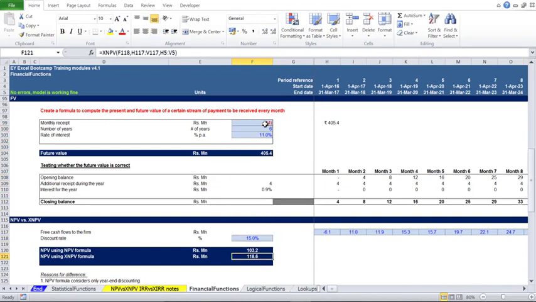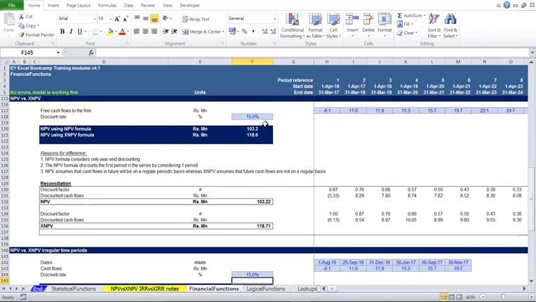Moving on to the next function, which is net present value. Now let's understand the concept of net present value. Let's say we have a series of cash flows from today for a number of periods, and we need to calculate the present value of all those cash flows. We call it a net present value because some of those cash flows would be negative, some would be positive. The cash flows would also include our initial investment and so on.